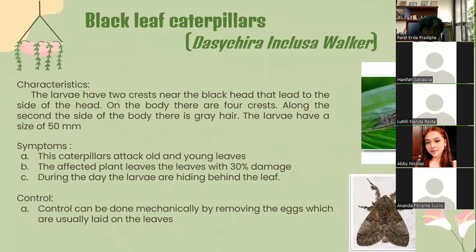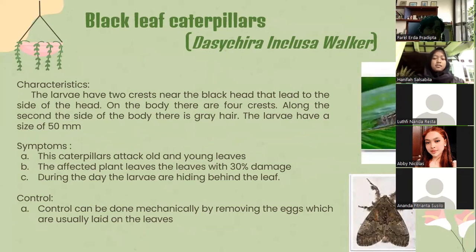and the last is the black-leaf caterpillar, Xanthodes or Dasychira inclusa Walker. The characteristic of the black-leaf caterpillar is that the larvae have a black head, with a crest near the head. On the body there are four crests. Along the sides of the body there is gray hair. The larvae have a size of 50 millimeters.